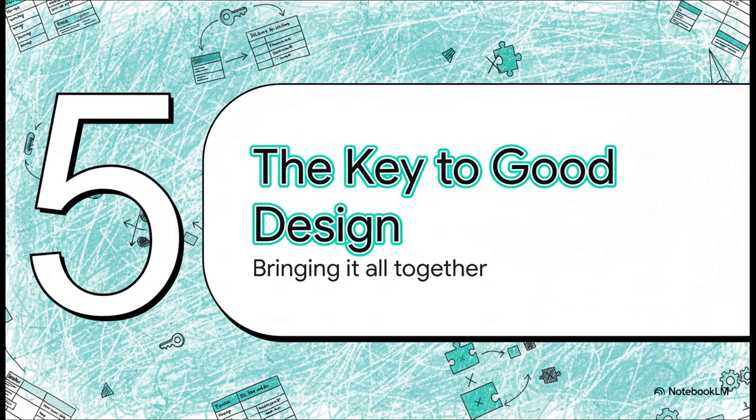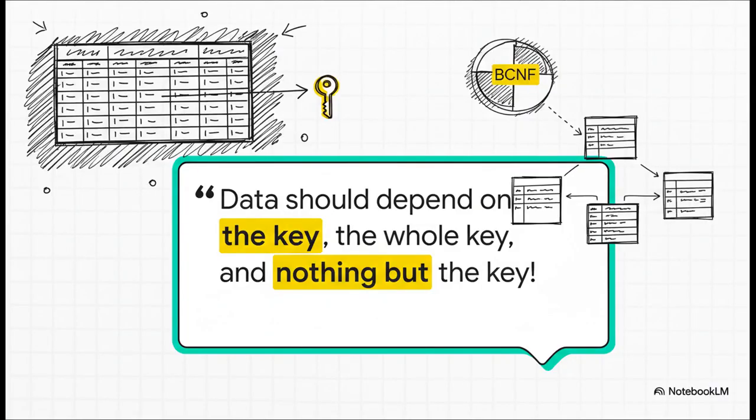So let's just take a second and bring this all home. We started with a messy, redundant table. We put on our detective hats and found the hidden rules, the functional dependencies. We used BCNF as our official health check, and then we performed a clean, lossless breakup to fix everything. If you remember just one thing from all of this, let it be this mantra. This is the heart and soul of good relational design. Every single piece of information in a table should depend on the key, the whole key, and nothing but the key.